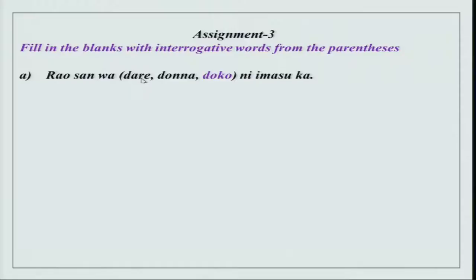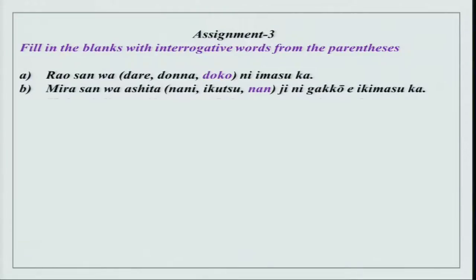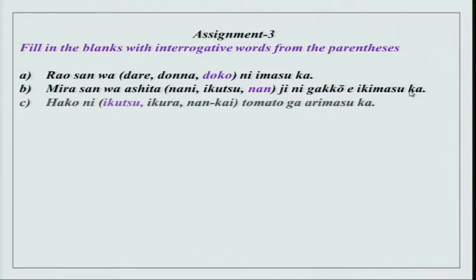Dare means who. Mira san wa ashita nani ikutsu nan. Nan and nani mean the same as we have already done, but nani is used at different places and nan is used with numbers. Ikutsu is how many. Nanji ni gakko e ikimasu ka? Hako ni ikutsu tomato ga arimasu ka? How many?